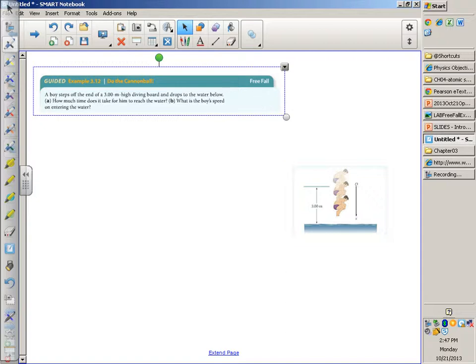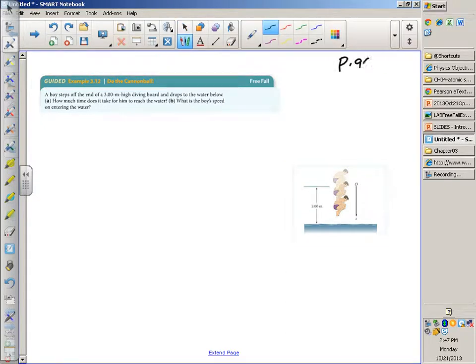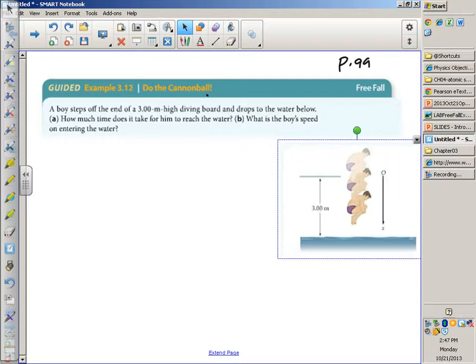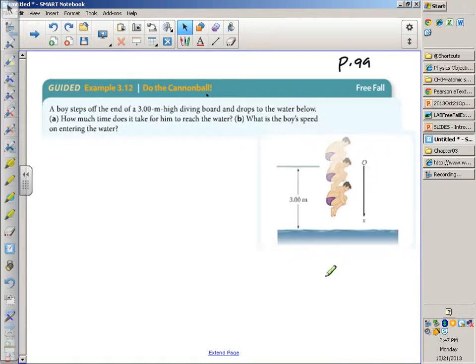Now, this problem here on page 99 is a guided example problem. Meaning, if you're paying attention, you can follow right along because it does the problem for us. But I want to make sure that we understand where they get all of these things from, so let's go through the process. It says, a boy steps off the end of a 3-meter-high diving board and drops to the water below. Part A says, how much time does it take for him to reach the water?